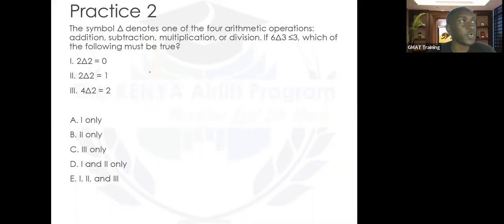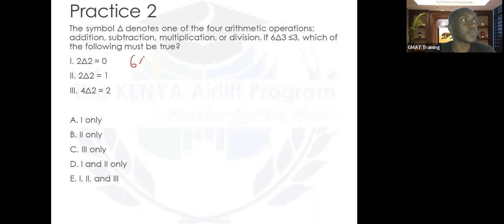The symbol triangle denotes one of the 4 arithmetic operations: addition, subtraction, multiplication, or division. 6 triangle 3 is less than or equal to 3. Which of the following must be true? Statement 1: 2 triangle 2 is equal to 0. Statement 2: 2 triangle 2 is equal to 1. Statement 3: 4 triangle 2 is equal to 2.